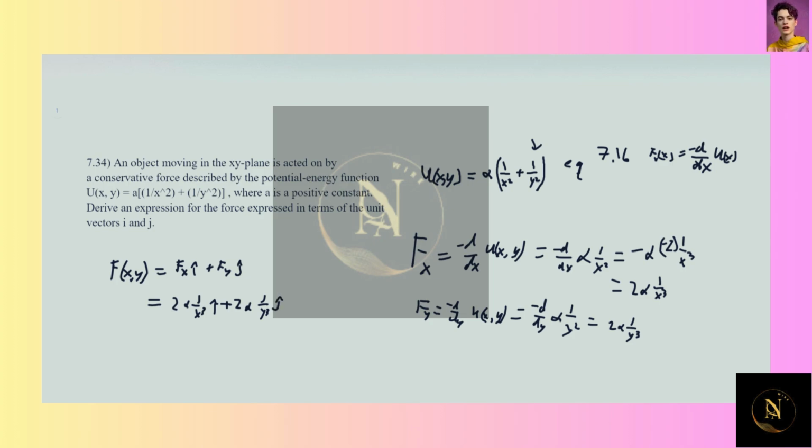Okay, so that could be our solution there, but if you want to make it look prettier, what you can do is bring out the 2 alpha, because that's common to both terms, and you could write 2 alpha times (i hat over x to the third plus j hat over y to the third). Okay, and that would be your force expressed in terms of the unit vectors i hat and j hat.